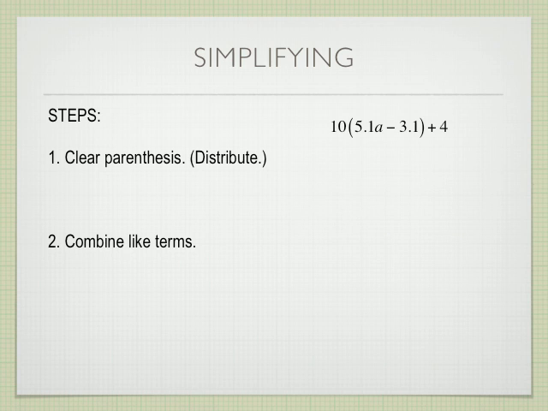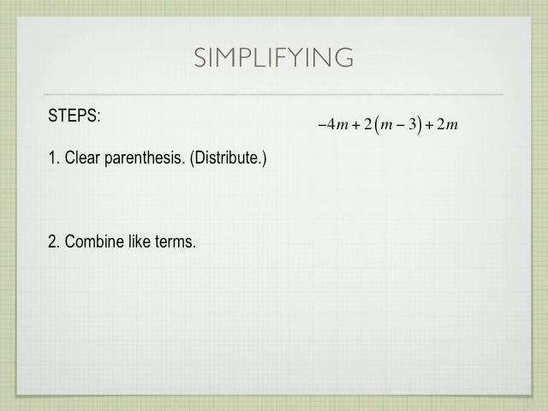Okay, step 1, clear parentheses. So I have multiplying a decimal by 10 just moves the decimal point one place. So I have 51a minus 31 plus 4. Notice that that 4 did not get multiplied by 10. My like terms were the negative 31 and the 4. So I have 51a minus 27. Okay, pause. Okay, now that you've done it for yourself, let's check.